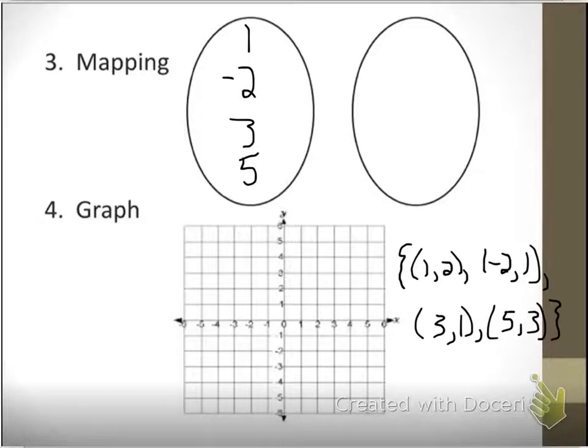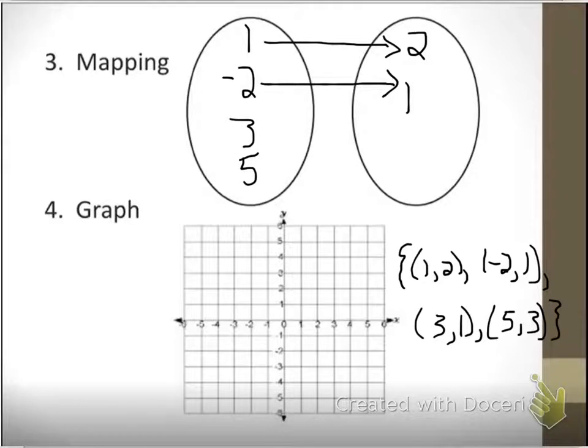Now, what's 1's corresponding y value? 2. So in a mapping, we say that 1 maps to 2. So I'm drawing an arrow from 1 to 2 to know that those are together. I got my x value with my y value. Okay? What's negative 2's y value? So I'm going to put a 1 over here, draw an arrow from -2 to 1. What's 3's y value? It's also 1.